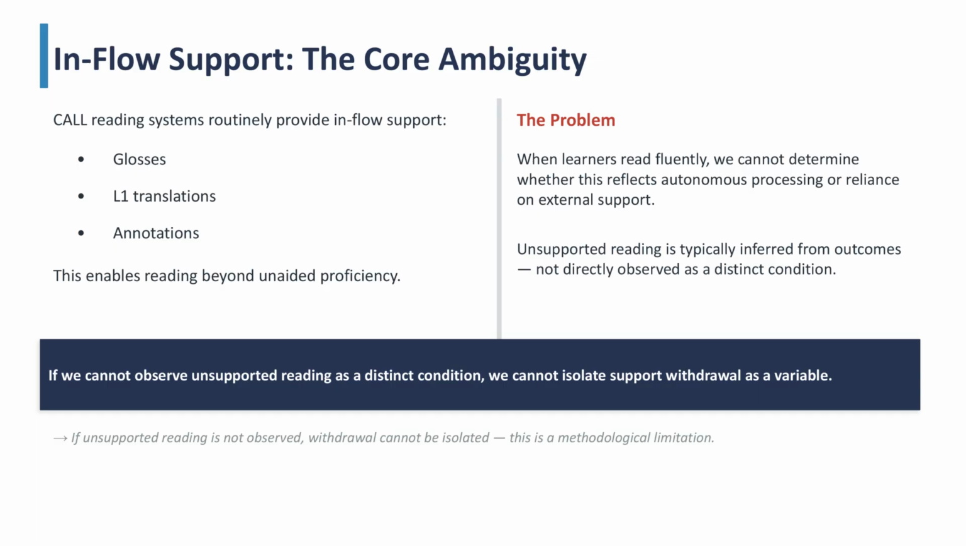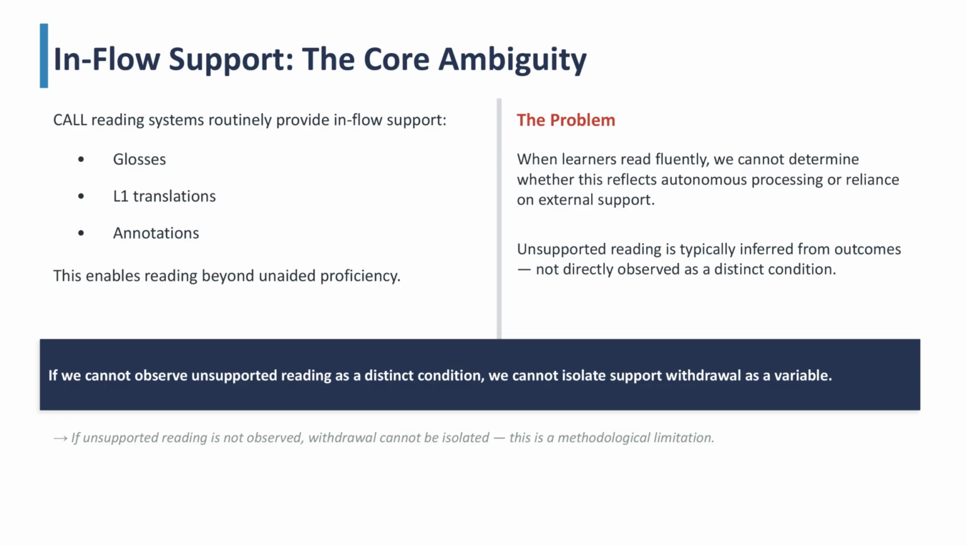If unsupported reading is not observed as a distinct condition, then the transition into it is not controlled. In current CALL designs, support is either always available or reduced without a fixed boundary: gradually, implicitly, or across different texts. There is no discrete transition within a single reading episode under constant input. Learners operate under mixed conditions of partial and fluctuating support.